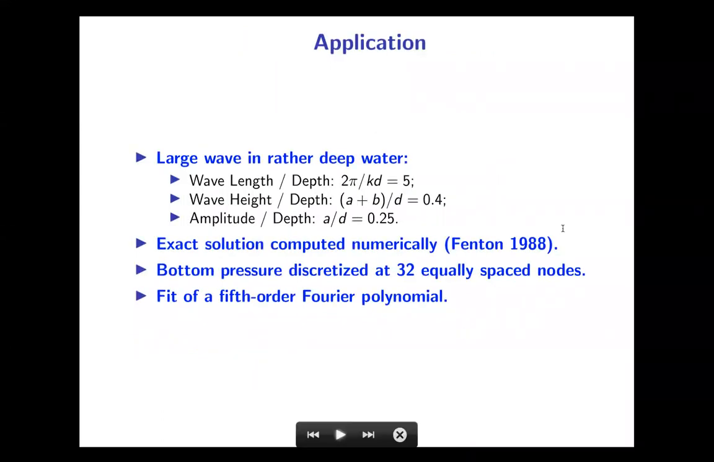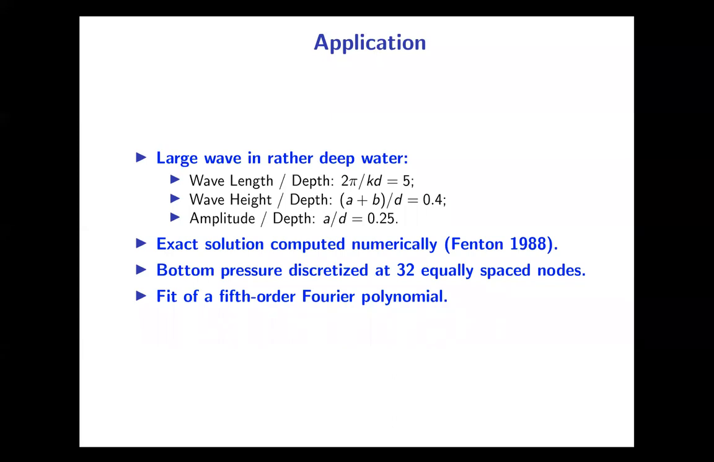So let's look at an example. I didn't have data to process, so I created from a software a numerical solution of a steady water wave. I consider a wavelength of five times the depth, and a wave height of 0.4 of the depth, that's quite a large wave. And from this profile, I computed numerically and generated the pressure at the bottom, and I sampled it with 32 equally spaced points. And then I said, okay, this is my synthetic data.